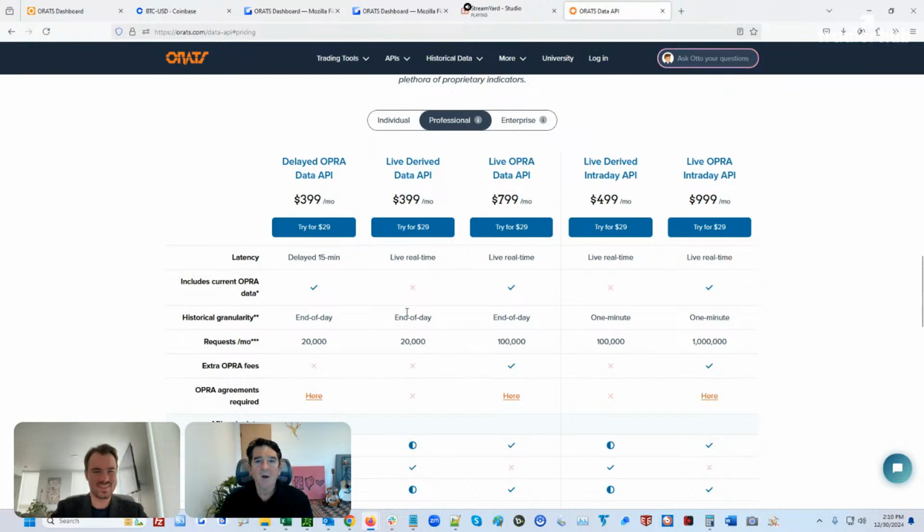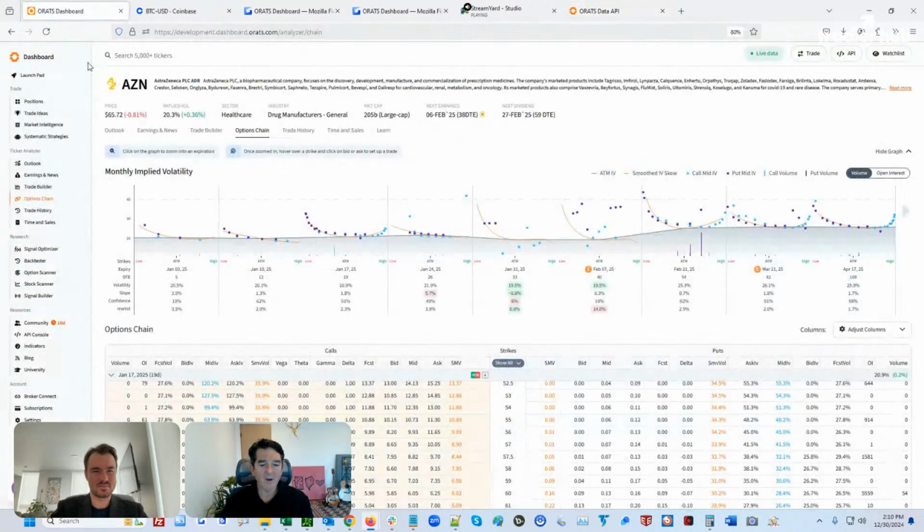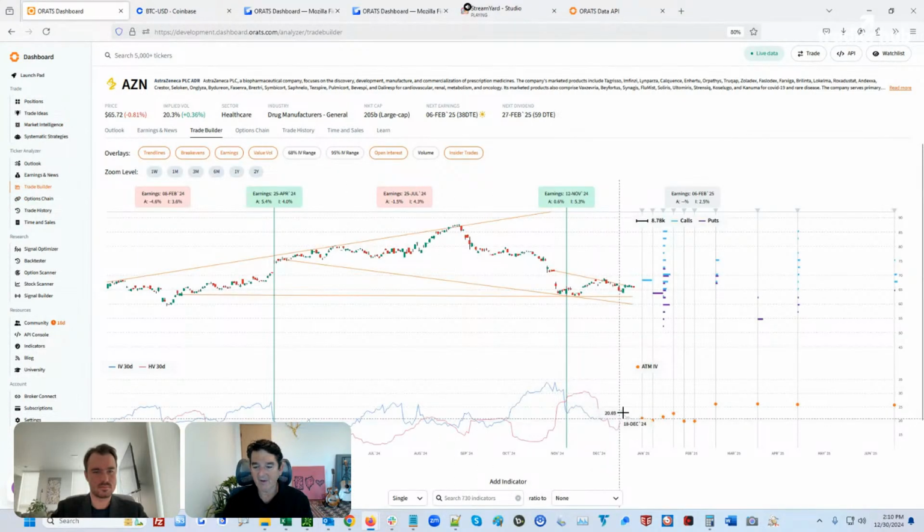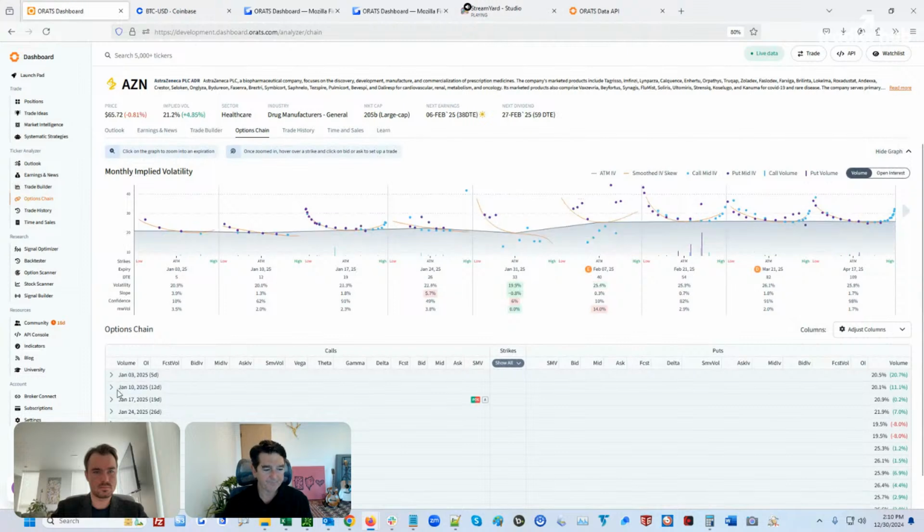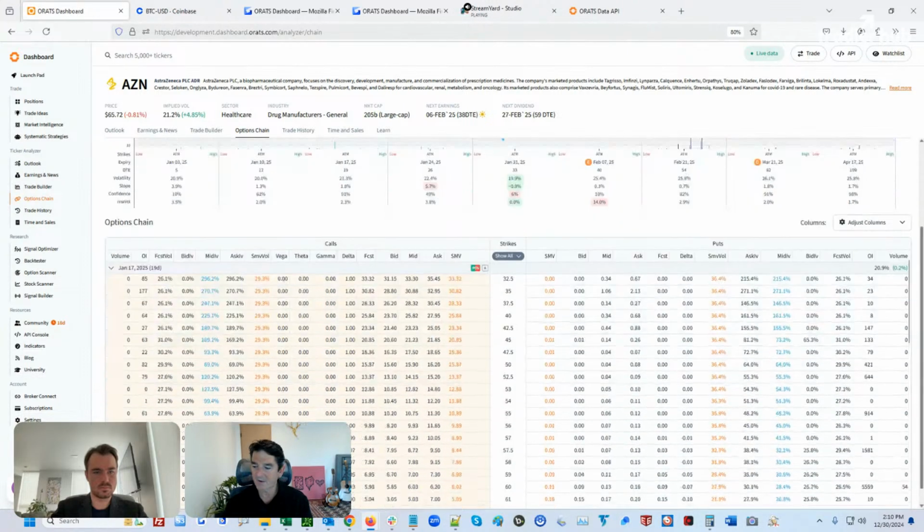Thanks. All right, yeah. So we were talking about AstraZeneca. We talked about implied volatilities, the implied volatilities at each expiration. We talked about earnings data. I think it might be good, actually, to go back into that option chain and look at that.